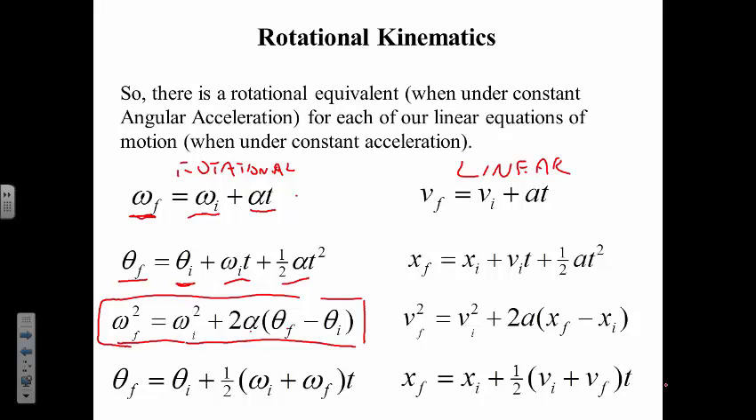And then the last one is just the one using the average omega. You're using the average omega of the system to look at your position and how it's changing. And so for every linear equation that we looked at earlier on, we have a rotational equivalent.